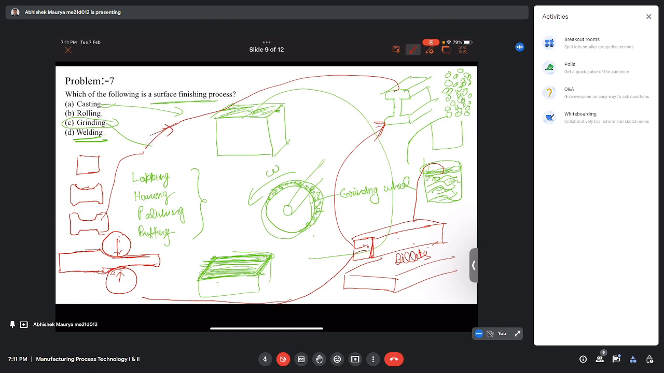But what happens there? This shape changes from square or rectangular cross section to I cross section. And the length of this billet increases multiple times. Earlier if it was, let's say, 10 meters, after rolling it will become 50 meters.